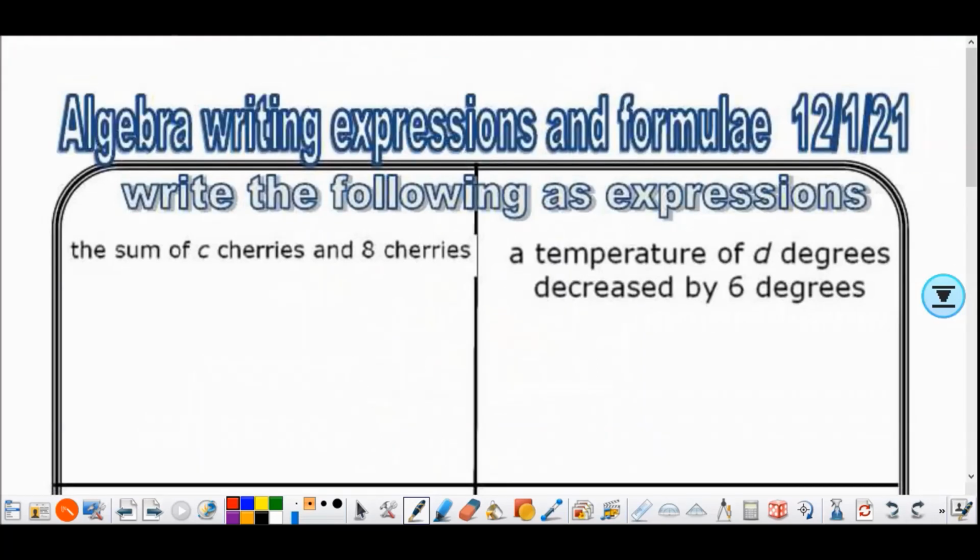Okay, writing algebraic expressions. So, the sum of C cherries and 8 cherries. Well, sum means add, and if I take C cherries and add 8 to them, I've got C cherries plus 8. So all I've done is I've taken the values that I've got in there and put them into my expression.